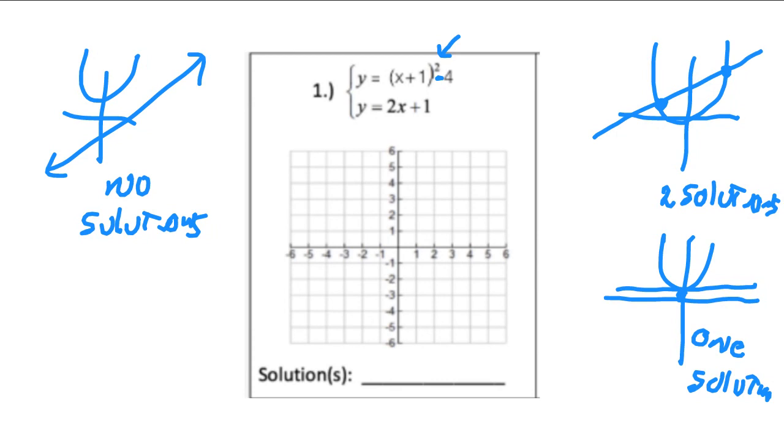Yes, you are not using Desmos tonight. Can you use Desmos to check yourself? Absolutely. But you have to graph it on paper. Or you can use the Jamboard and do it on that piece of graph paper.